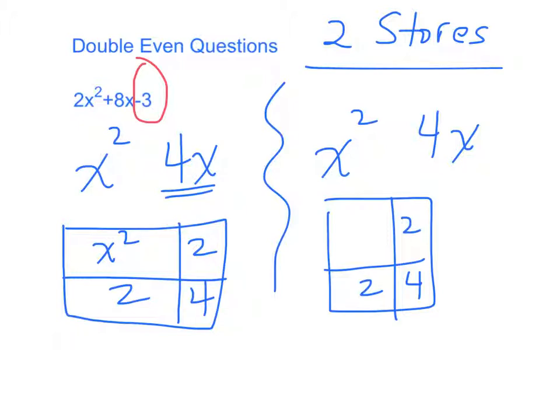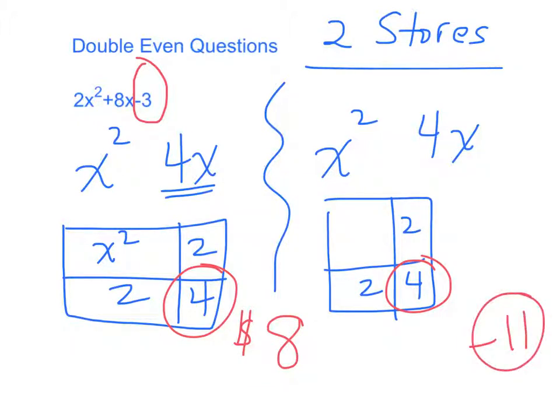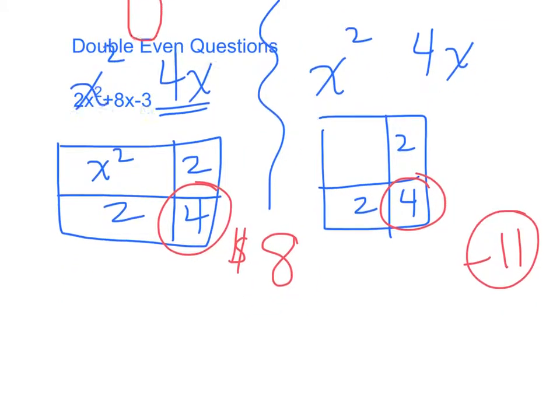Now using our shopping metaphor, how much did we spend? Well, I spent $4 at this store and $4 at that store, so I spent a total of $8. Now I go to my wallet and I'm like, oh, -$3, I'm already in the hole. So what is the answer? Well, I'm out -$11. I spent way more than I have.